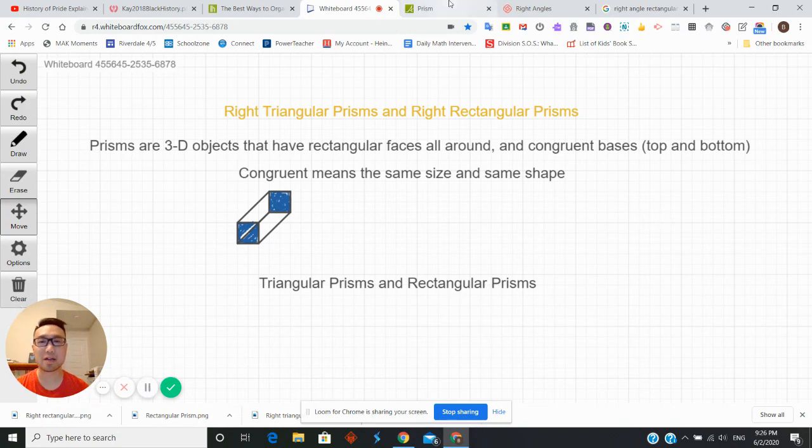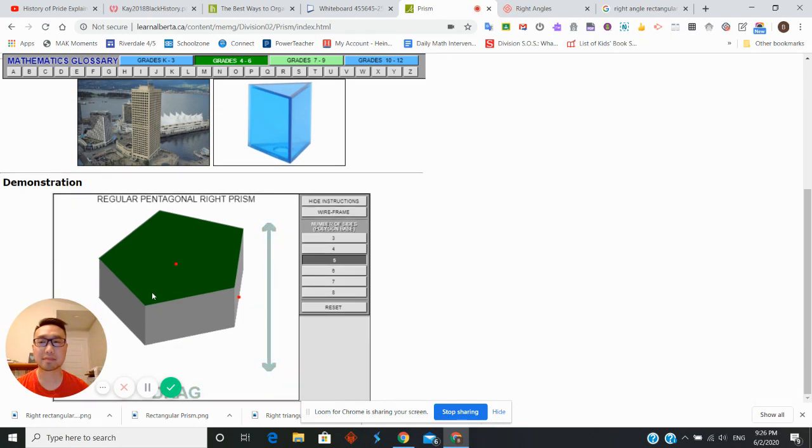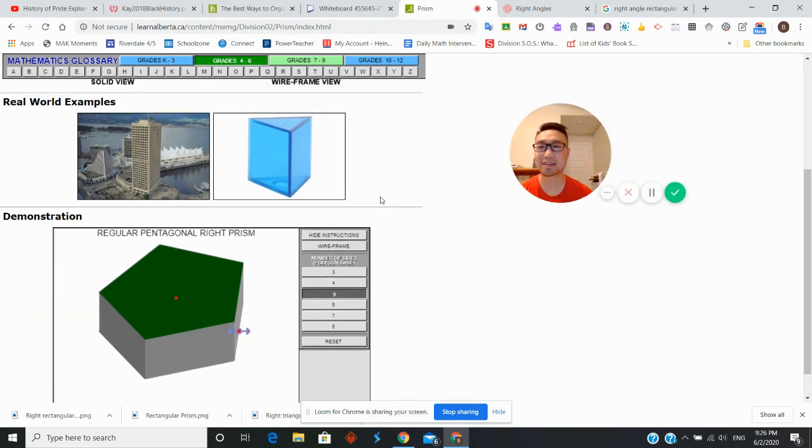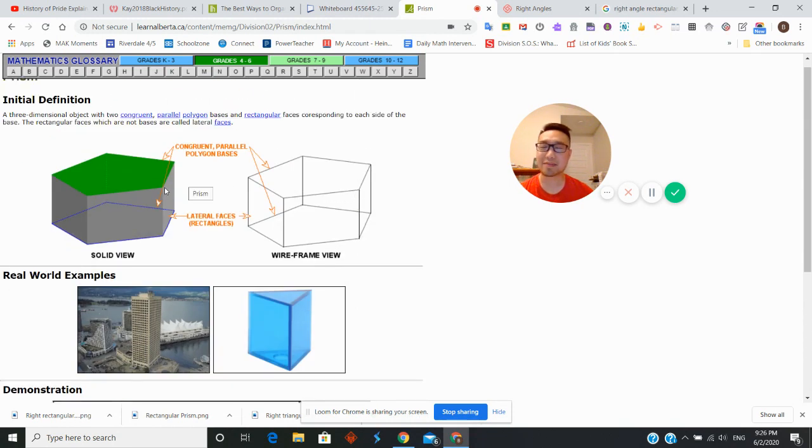There are other prisms as well. You can take a look over here. This is an image of a pentagonal prism. It has two bases. The top has a pentagon shape and the bottom also has a pentagon shape that are the same size and the same shape. So they're congruent. Now all around the two pentagons are rectangular faces. So here's a rectangle, here's a rectangle, rectangle, rectangle, rectangle. So this is called a pentagonal prism.